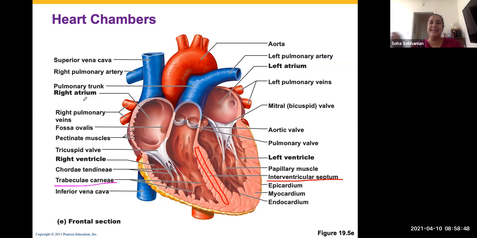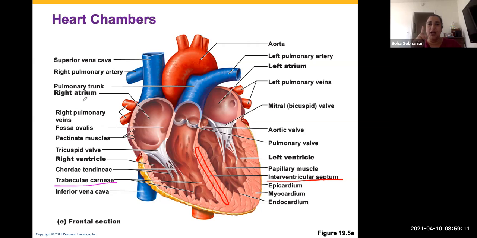Correct. The answer is deoxygenated, because right side, immediately when you hear right side, you have to say deoxygenated. There is no other option, guys. Right side, everything on the right side, from the blood vessels to the chambers of the heart, is going to carry deoxygenated blood. Now, here's the thing, guys.